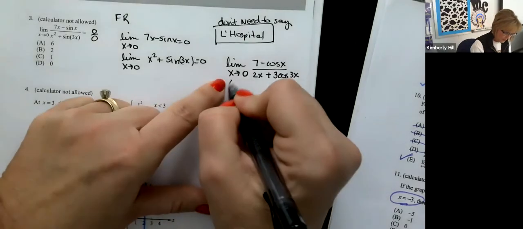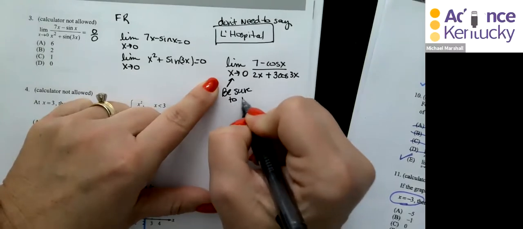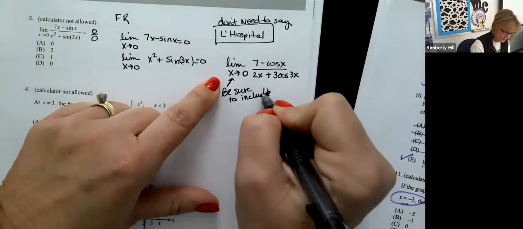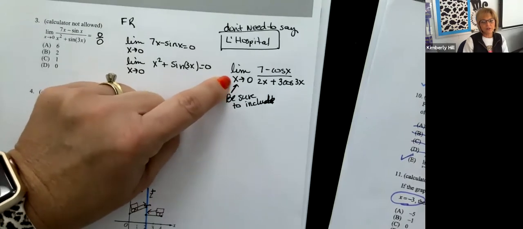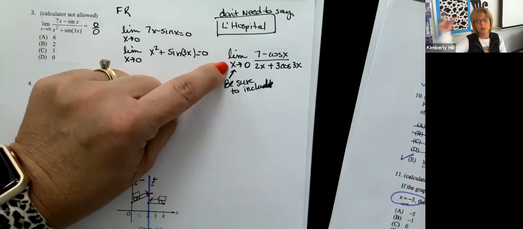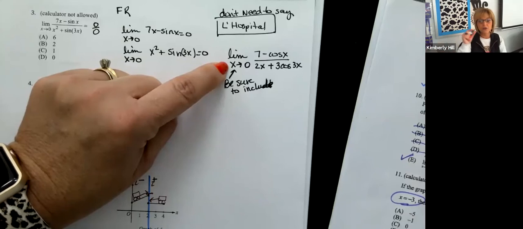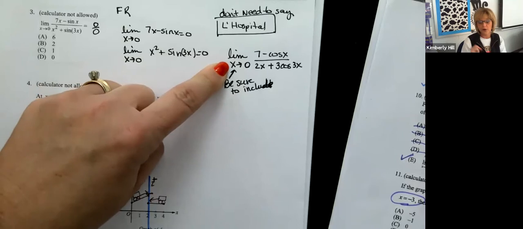Okay, so let's make ourselves a note. Be sure to include the limit. Students get lazy and they don't want to write that. In your homework, it's really important, students, that you do this, because whatever you do in your homework, you're going to repeat on the test. If you're lazy in your homework, you're lazy on the test, and you will lose so many points. You want every point you can possibly get.